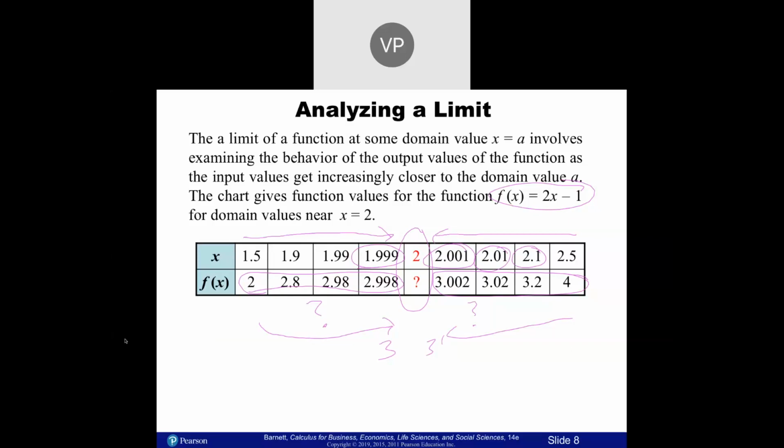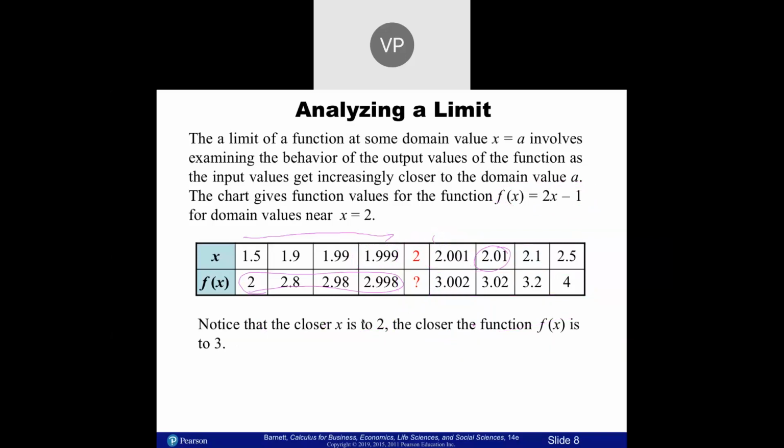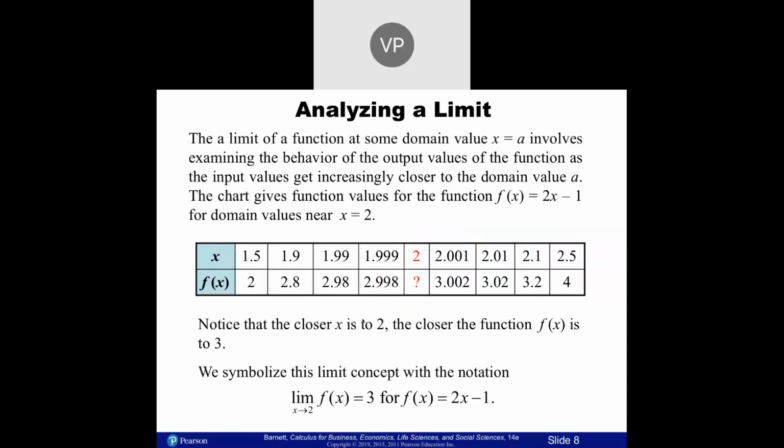And that's the question you're always going to be asking yourself: as you get closer and closer to a certain x value, what happens? Now this x value, by the way, is going to be given to you. They're going to tell you, here's a function, find the limit as x gets closer to a certain number. In this case, as you get closer to 2, what happens to the y? That's what they're asking you. What y value are we getting closer to? And in this case, the answer is 3.